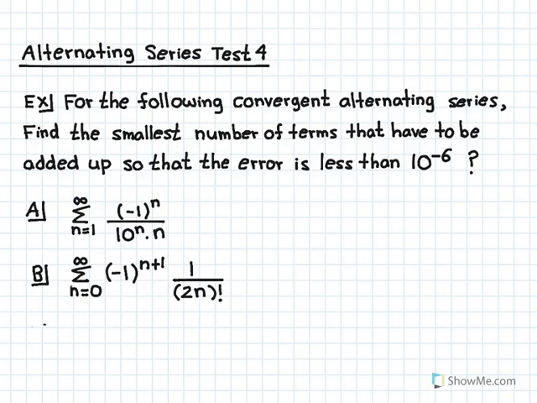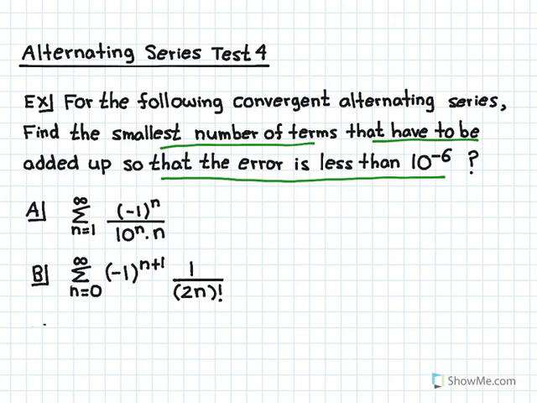In this video, we're going to look at a few more examples of estimating the sum of an alternating series. For the following convergent alternating series, find the smallest number of terms that have to be added up so that the error is less than 10 to the power of minus 6. That means 5 decimal place accuracy.